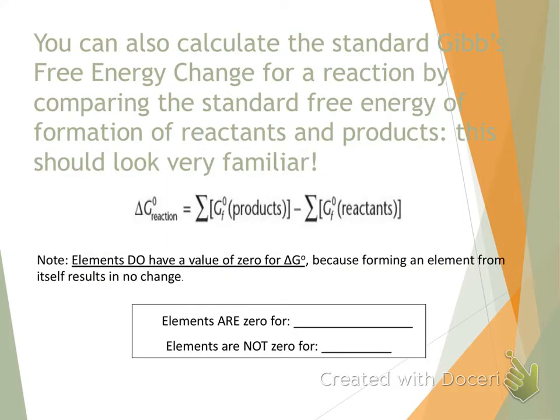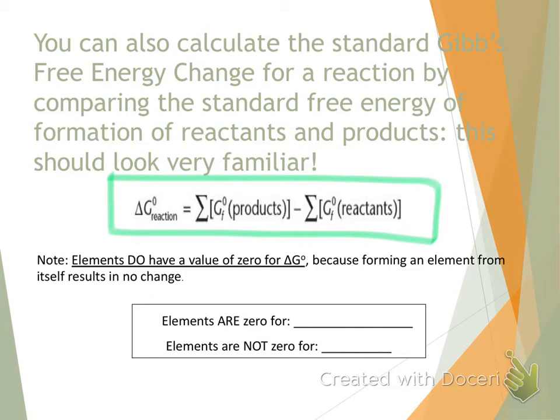We can calculate the Gibbs free energy of a reaction, the standard Gibbs free energy, or delta G naught of our reaction, using the standard free energy of formation of the products and reactants. We have seen equations super similar to this with delta H as well as delta S. So it's the sum of all the Gibbs free energy of the products minus the sum of all the Gibbs free energy of the reactants. This equation is on your formula chart as well.